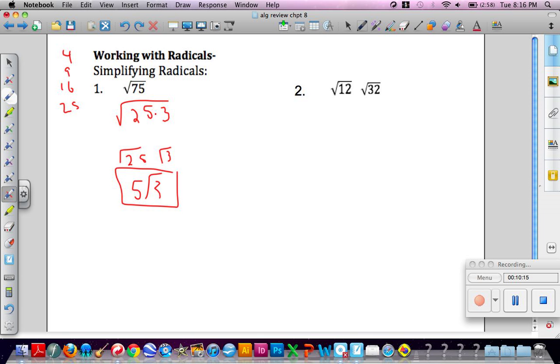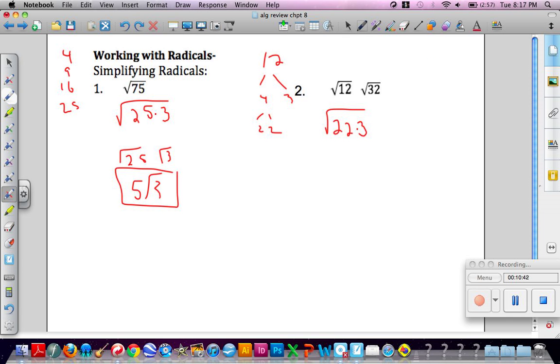Another method to use is the prime factorization method. And so I'm going to write the prime factorization of 12, which would be making a factor tree. 12 is 4 times 3, and 4 is 2 times 2. Okay, so now underneath the root I have 2 times 2 times 3.